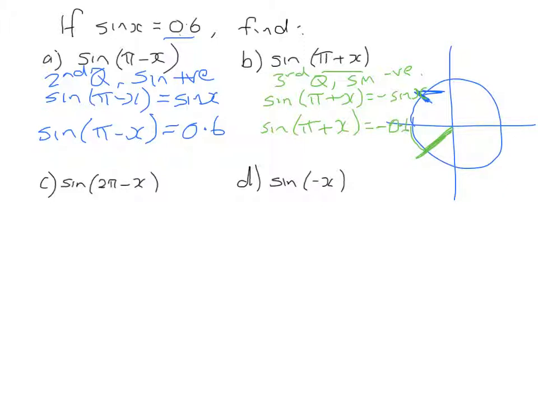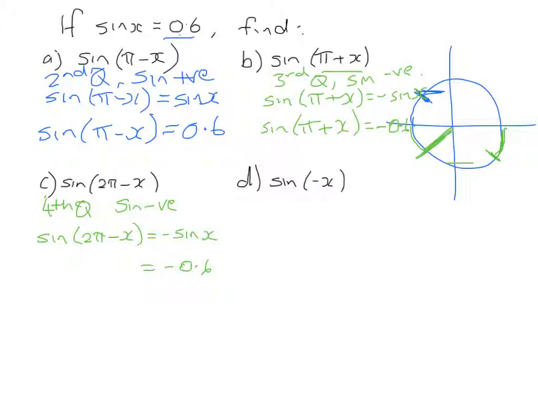If we go down to this third example, 2 pi take away x. 2 pi take away x is down here in the fourth quadrant. In the fourth quadrant we have a negative value of sine. Sine is negative, so sine of 2 pi take away x will be equal to negative sine of x. And we're told that sine of x is 0.6, so it's going to equal negative 0.6.